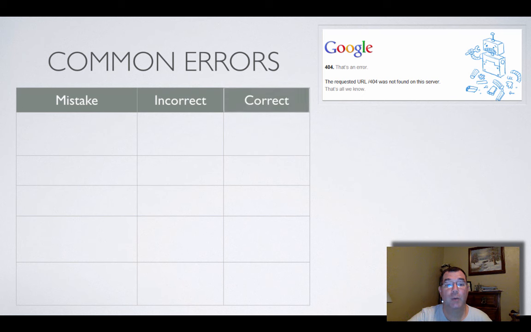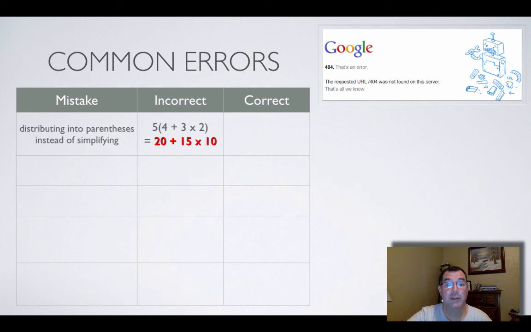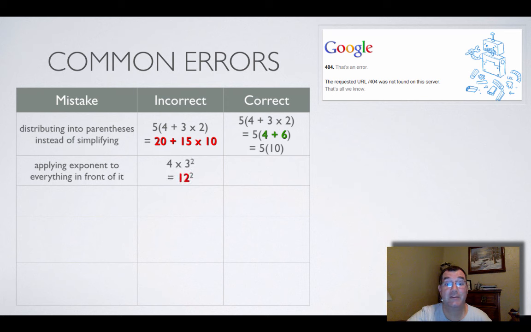I'm going to talk about what the mistake is, how it looks when it's wrong, and then how it should look when it's correct. So sometimes people distribute into parentheses instead of simplifying. So what they will do is they will use the distributive property. If you don't know what that is, we will be talking about that later on in this course, but they will multiply everything by 5 rather than simplify what's in the parentheses. Okay, so what you should do is actually simplify the parentheses first and then multiply by 5 according to order of operations.